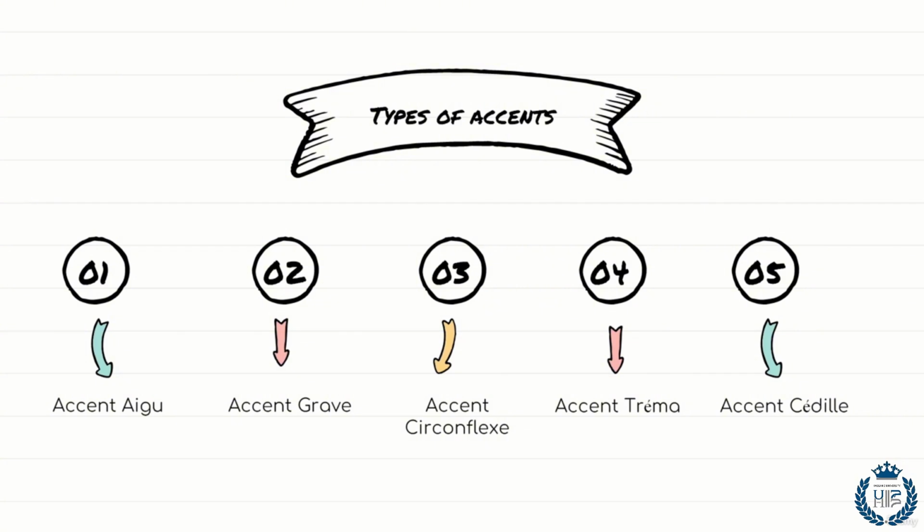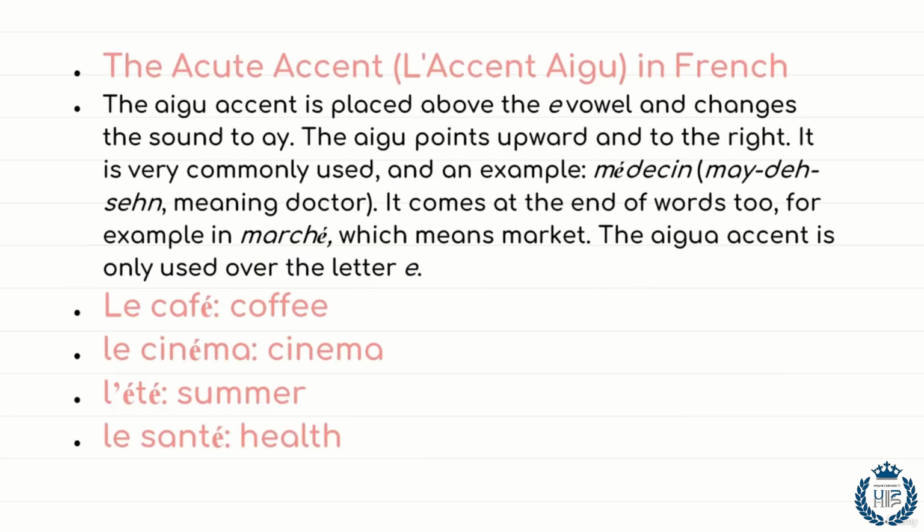Then let's start off with our first accent, which is the acute accent, accent aigu in French. First of all, let's see what this acute accent is. The accent aigu is placed above the E vowel and changes the sound to A. The aigu points upwards and to the right. As you can see here, this is the accent aigu. It is very commonly used. An example: medicine in English, in France, it will be médecin, meaning doctor.